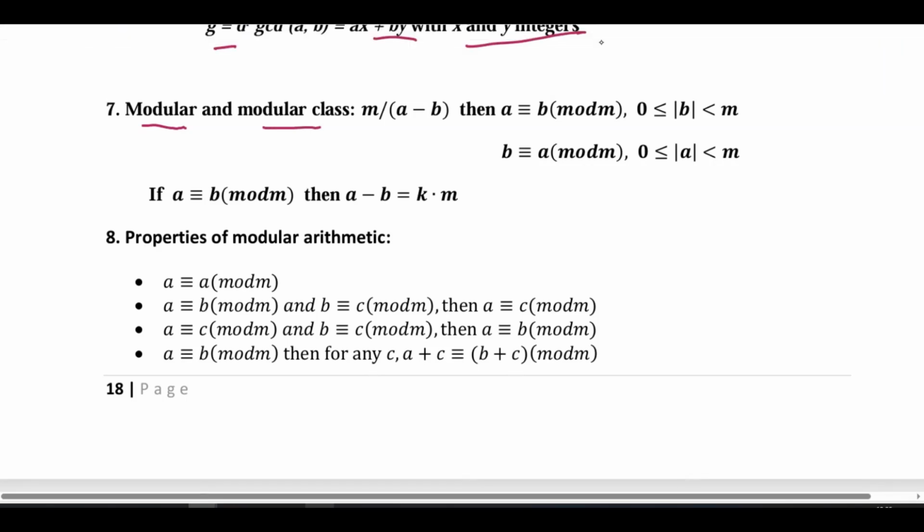Modular arithmetic: a is congruent to b mod m, where a mod m is greater than or equal to 0 and less than m. b is congruent to a mod m, where the residue is greater than or equal to 0 and less than m. If a is congruent to b mod m, then a - b = k times m. Properties of modular arithmetic.